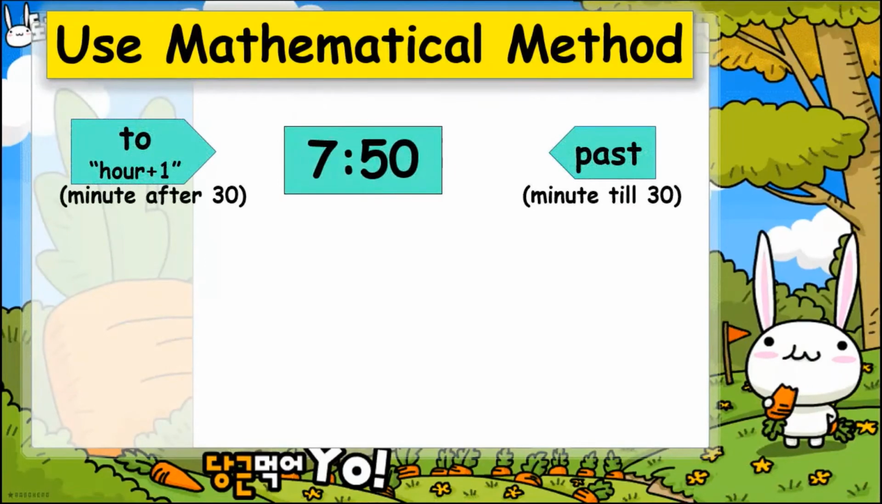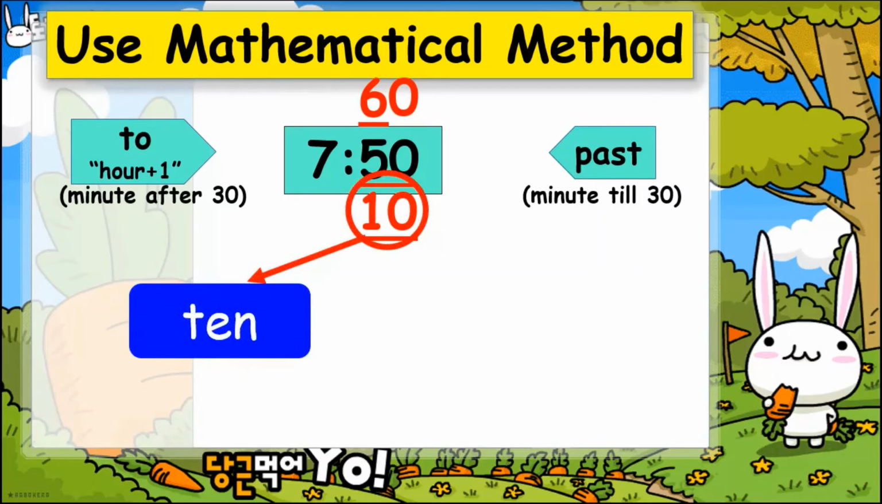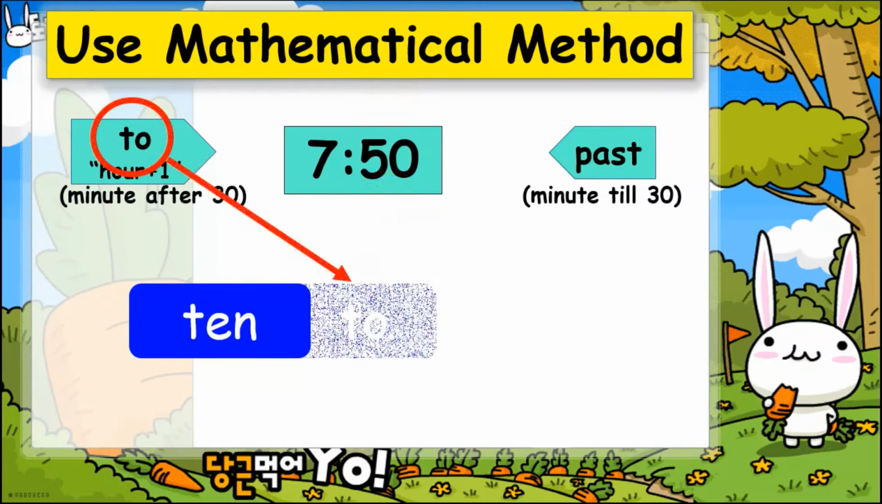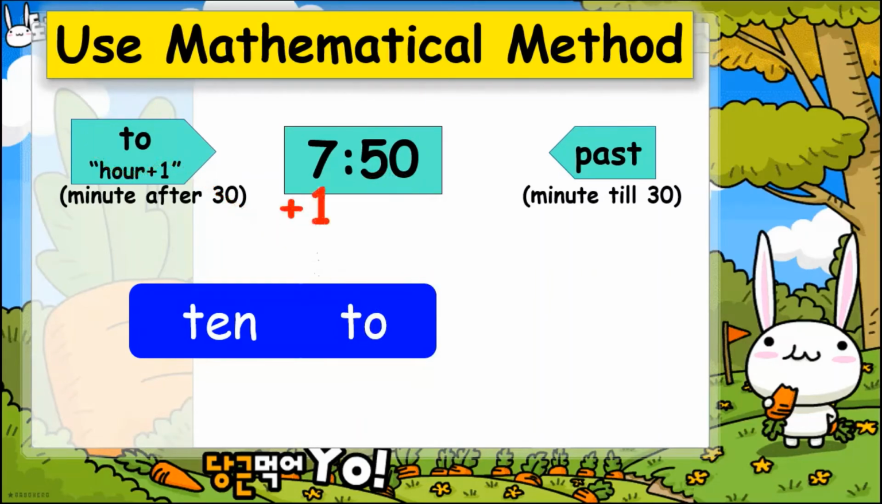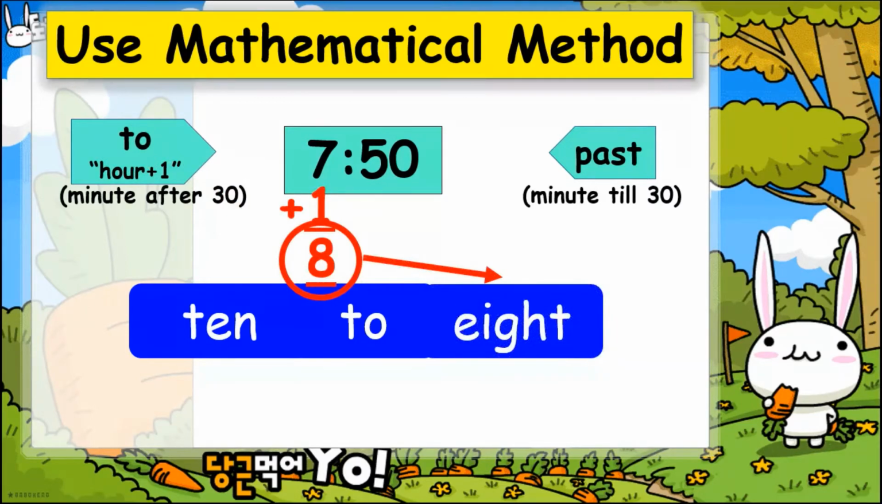Let's try this. First of all, read minute first, that is 50. But when minute hand is over 30, we must find the remaining time to reach the next hour. So we use 60 to minus 50 and we'll get 10. Then we use "to" for a minute after 30. Finally, read hour plus 1, which is 7 plus 1 equals 8. So the answer is 10 to 8, means 10 minutes before 8 o'clock.